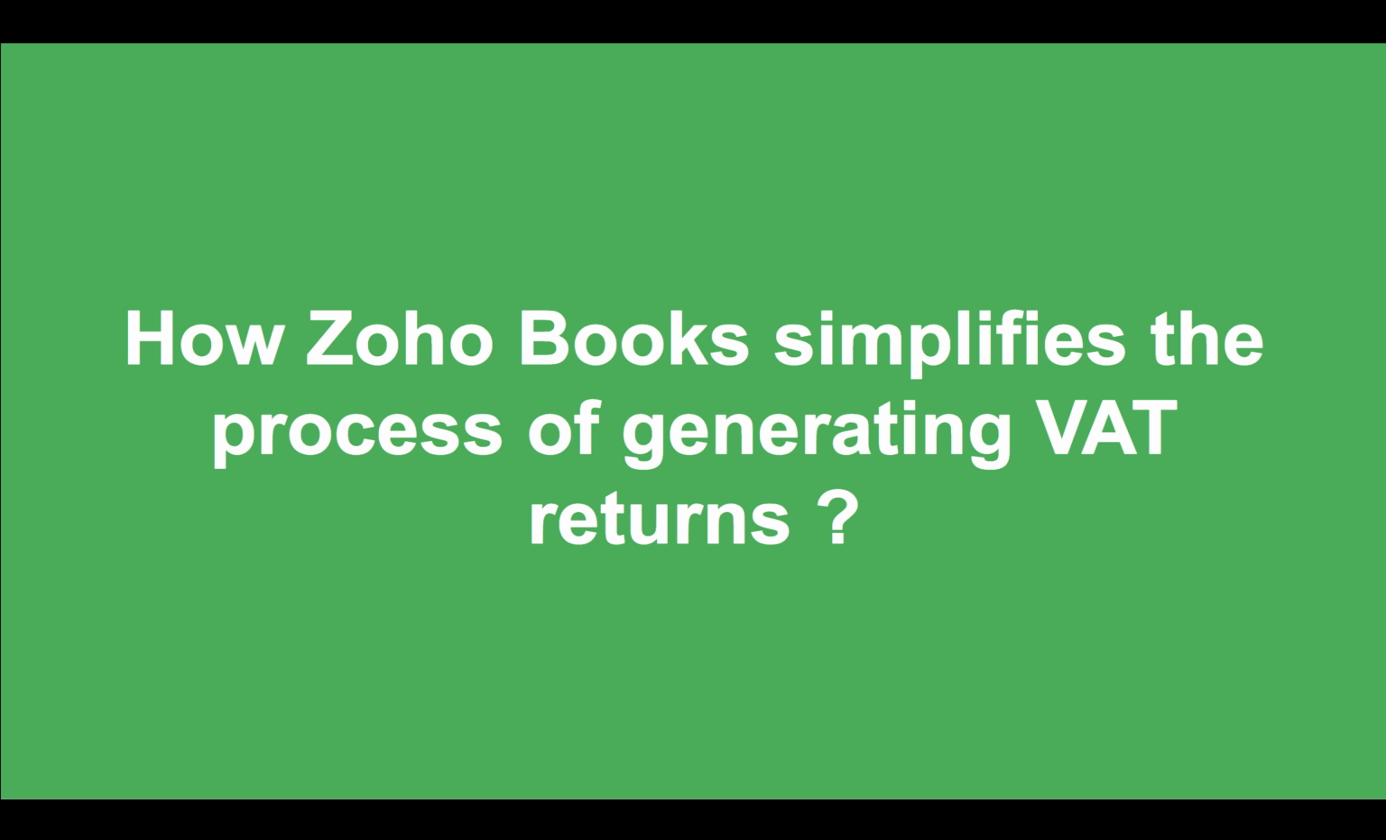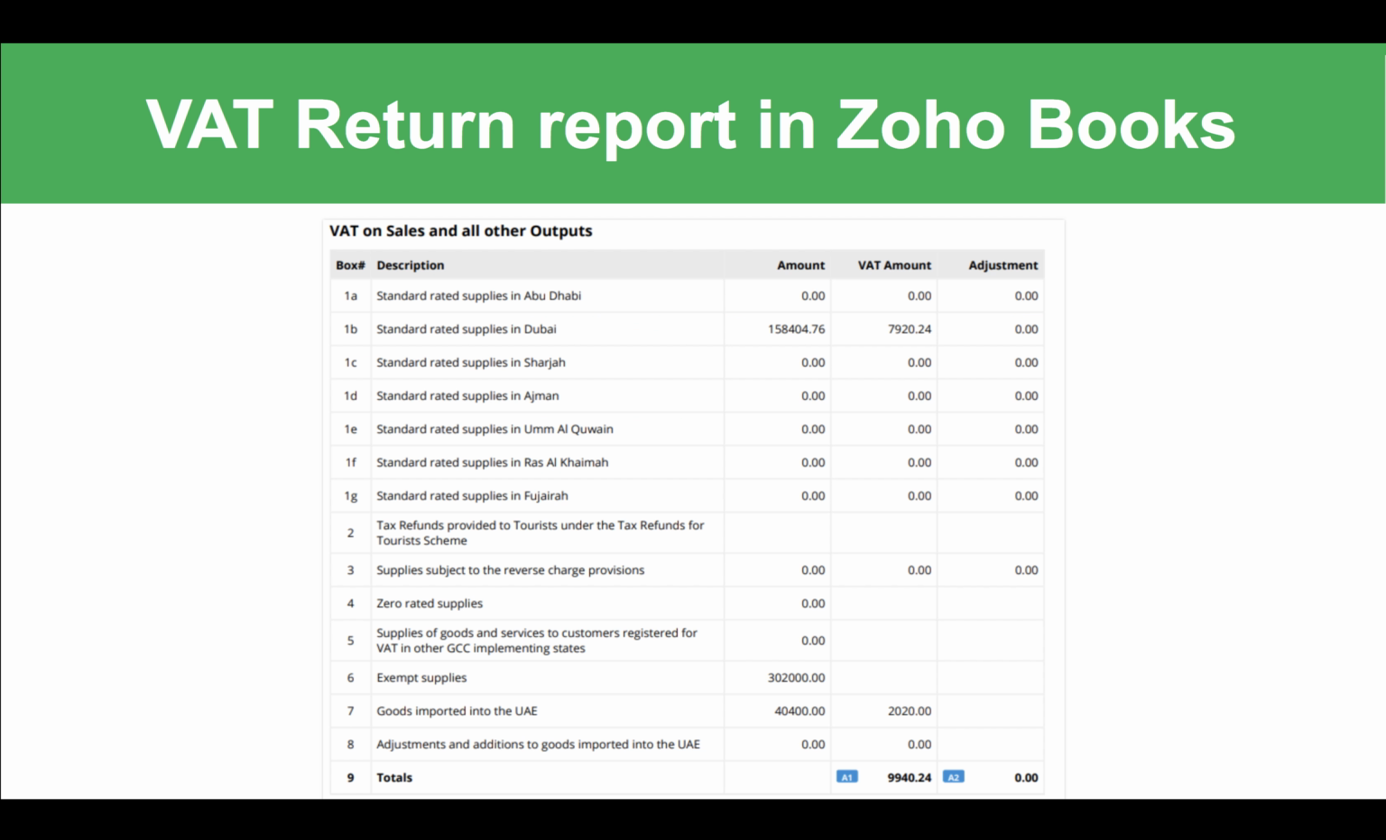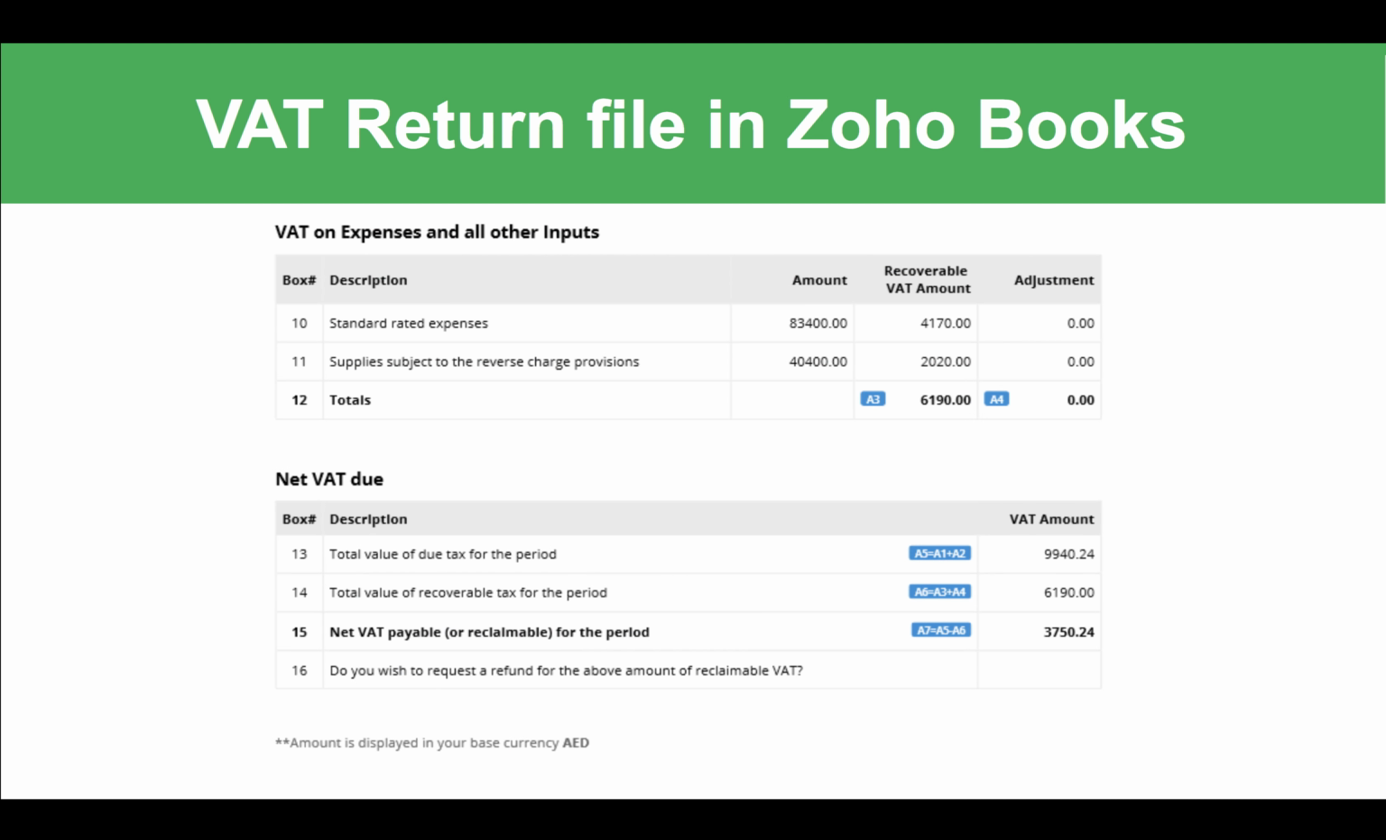Now let us see how Zoho Books simplifies the process of generating VAT returns. Based on the transactions you have created through Zoho Books, the reports will be generated and populated with the values. All you have to do is copy the values from the fields given in Zoho Books and paste them into the FTA portal. We have designed the report formatting the same as the FTA format, so each and every value from the field can be calculated and posted into the FTA portal.